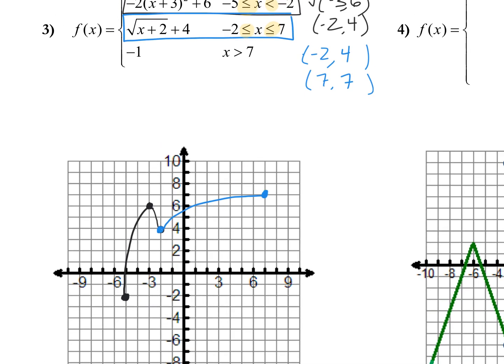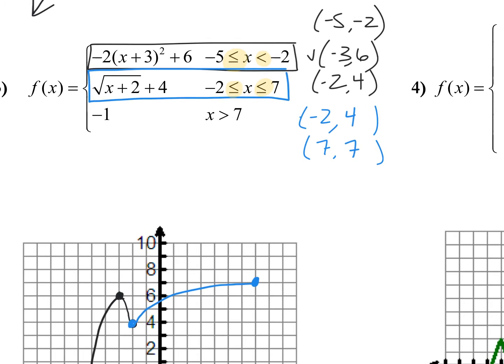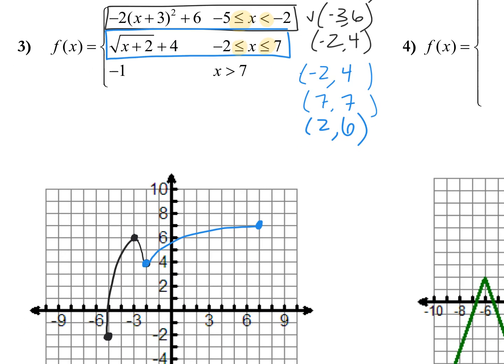Okay, you can get some more points in here if you want to. What would be an easy point to plug in? Maybe if I did 2. The reason why I'm picking 2 is because this is a square root function. So 2 plus 2 gives me 4. When I square root that, that might help. Where's 2 comma 6? I was a little bit off with my sketch. Whatever. That's just going to help, okay?